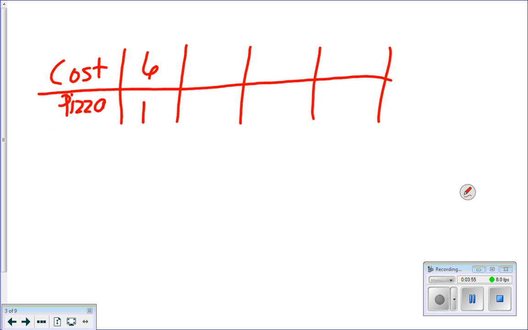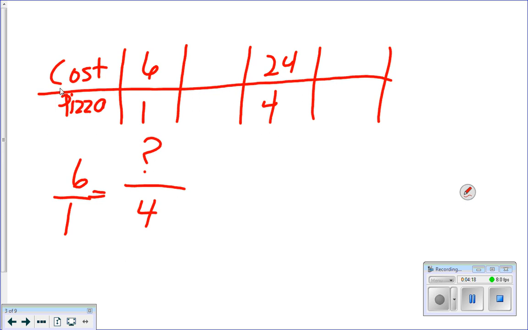Now, if I have 4 pizzas, how can I figure out how much it costs? What's one thing I could do, Cadence? Okay, so I know 1 times 4 is 4, 6 times 4, what should that be then? And that's exactly what you're doing today. Does that look familiar from your homework yesterday? So one way Cadence said, well, I know 1 times 4 is 4, so 6 times 4 is 24.